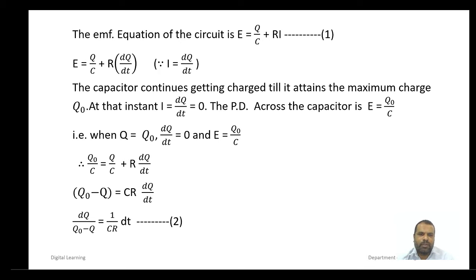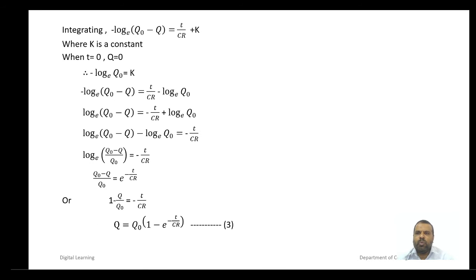The potential difference across the capacitor is E is equal to Q naught divided by C. That is, when Q is equal to Q naught, dQ by dt is equal to 0 and E is equal to Q naught divided by C. Therefore, Q naught divided by C is equal to Q by C plus R into dQ by dt. Q naught minus Q is equal to C into R dQ by dt. dQ divided by Q naught minus Q is equal to 1 divided by CR into dt. Call this equation number 2.